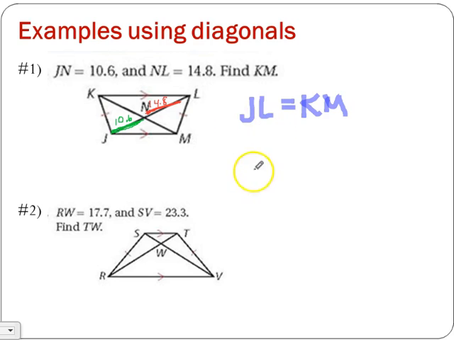Do we know the length of JL? We're not given it specifically, but we're given each segment. So JL is just going to be the sum of the two givens: 10.6 plus 14.8 equals JL. We add those together and we get 25.4. So that's the length of JL. And we know JL has to have the same length as KM, so KM also has to be 25.4.